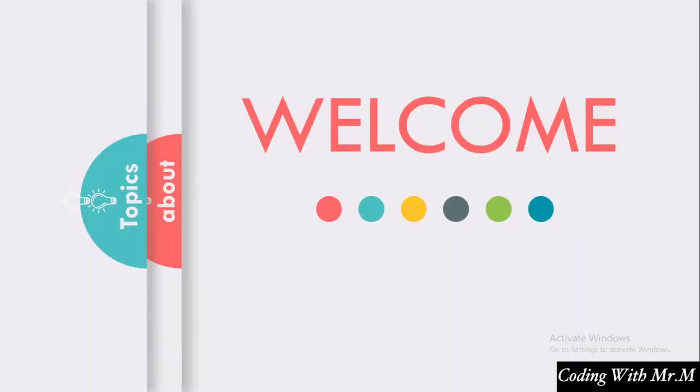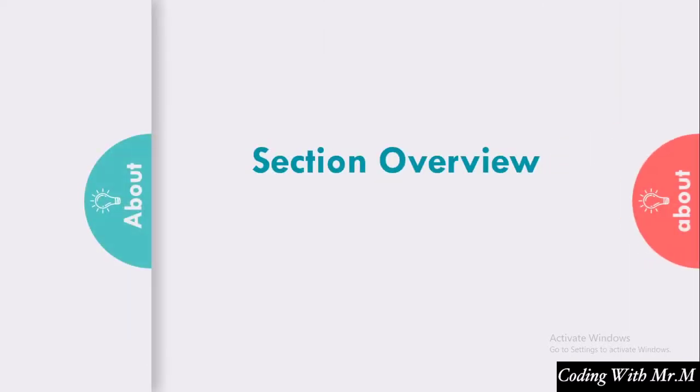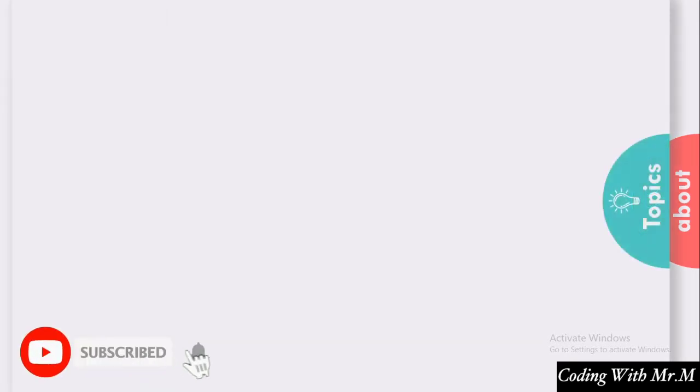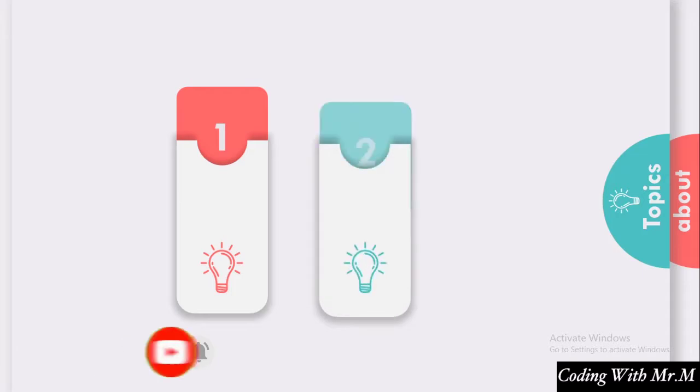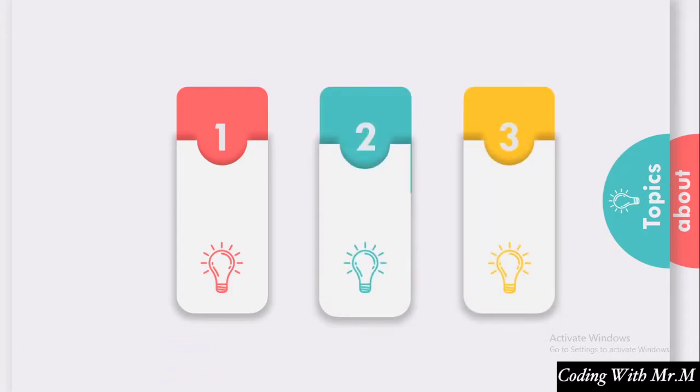To a new section here on this course on Django, and in this tutorial we are going to be covering the section overview of this section. So in this section we are basically going to be covering three important topics. Now the first topic which we are going to be covering in this tutorial is about the object relational mapper.